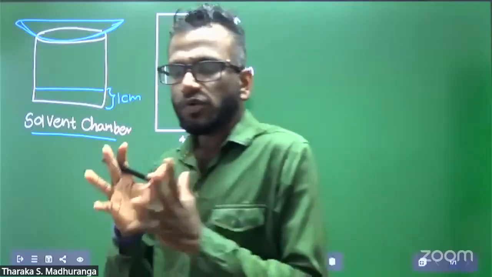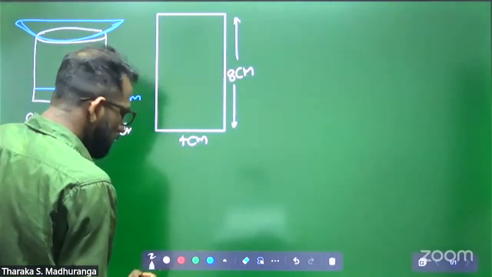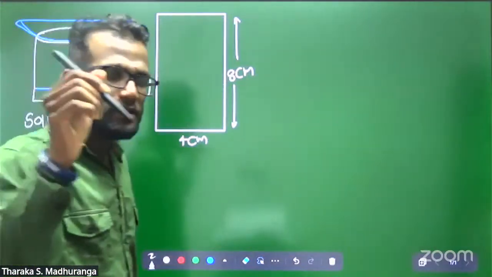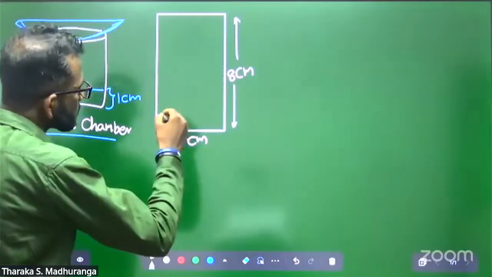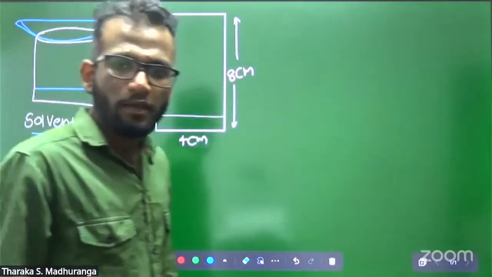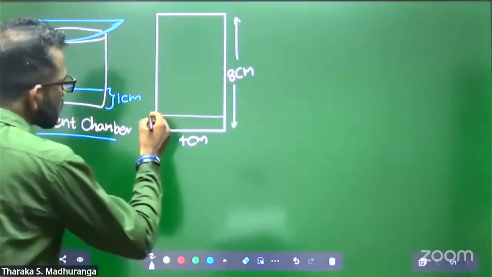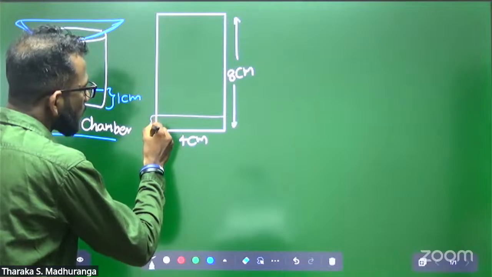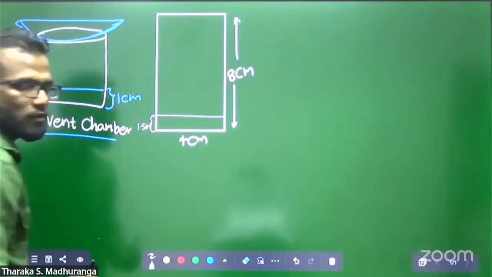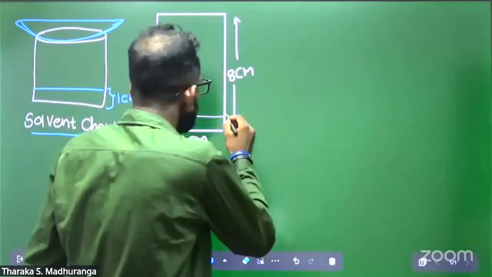Now, what do you need to do? You need to prepare this chromatography paper. First of all, you need to get a very thin pencil and draw a line. What is the name of this line? The line 1.5 centimeter above the lower end. What's the name of this line?